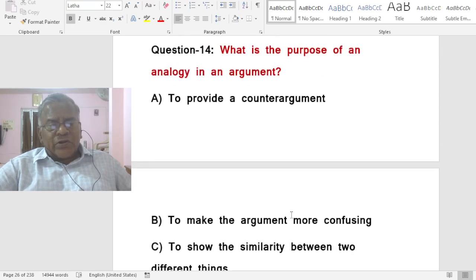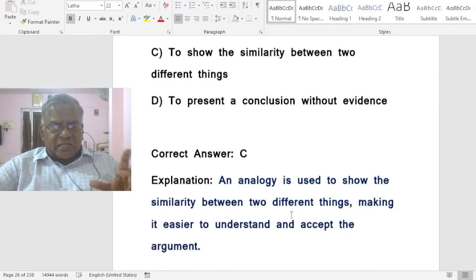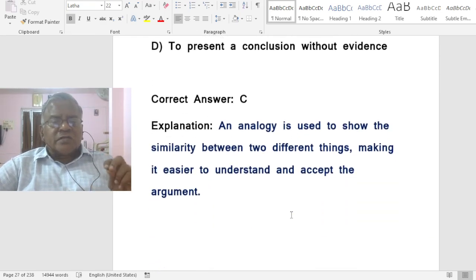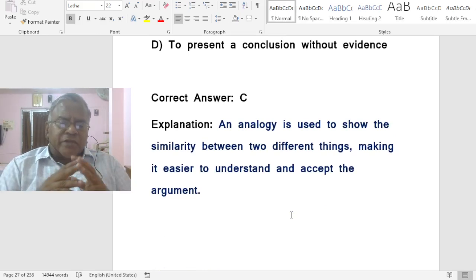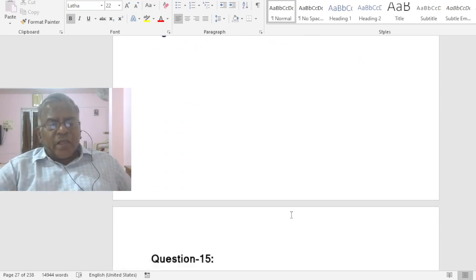As I already told you, the meaning of analogy is comparison. Right? So if that is the case, C is the correct answer. To show similarity between two different things. Comparison, in other words. So an analogy is used to show the similarity between two different things, making it easier to understand and accept the argument.